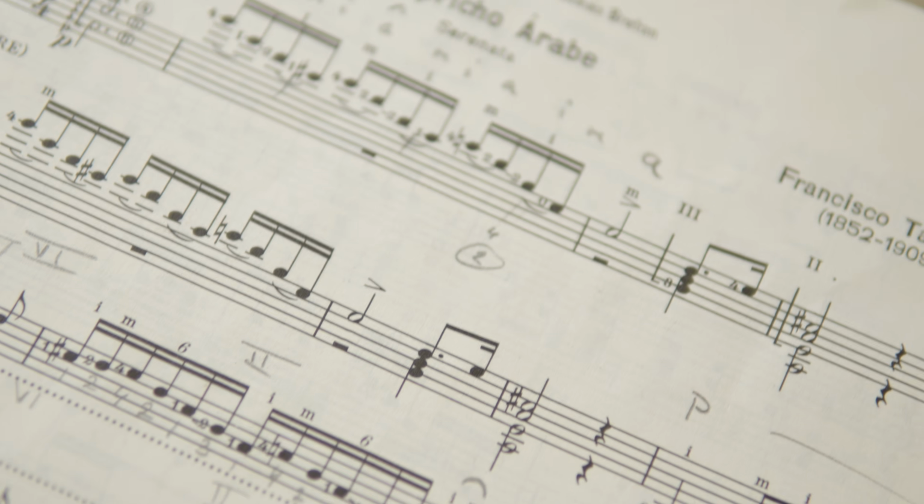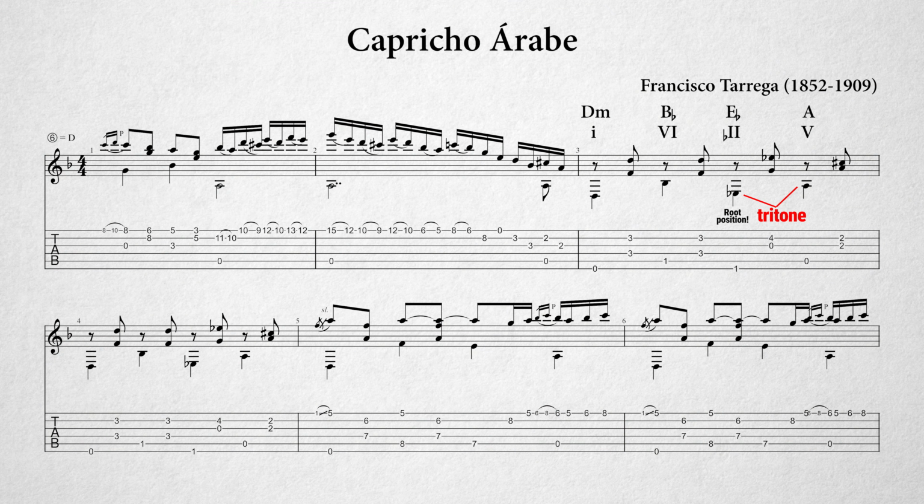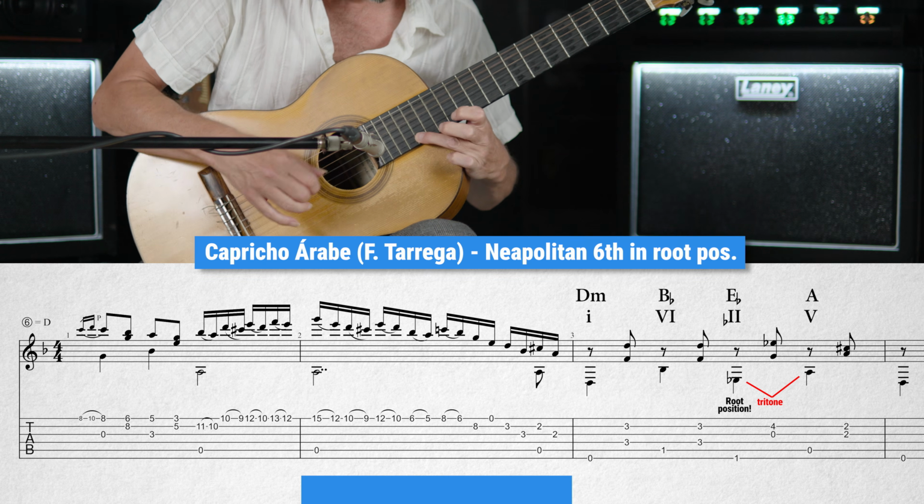Now you can also find this root position of the Neapolitan idea in one of the most beautiful classical guitar pieces, and that is called Capriccio Arabe by Francisco Tárrega. The piece is in D minor and the Neapolitan 6th chord is the E flat major chord. The tritone in the bass line is formed by the Neapolitan E flat and the dominant 5th, A.